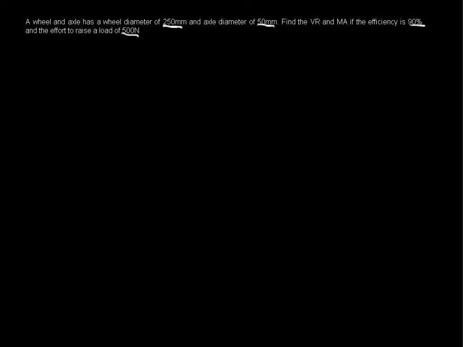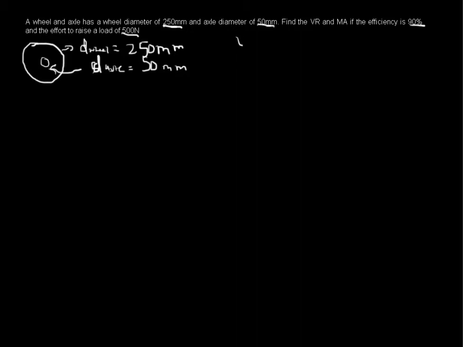Okay, so wheel diameter of 250 millimeters. So big wheel, axle. The diameter of the wheel is 250 millimeters, and the axle diameter is 50 millimeters. So we want the velocity ratio, mechanical advantage, and the effort. So we're given these two.